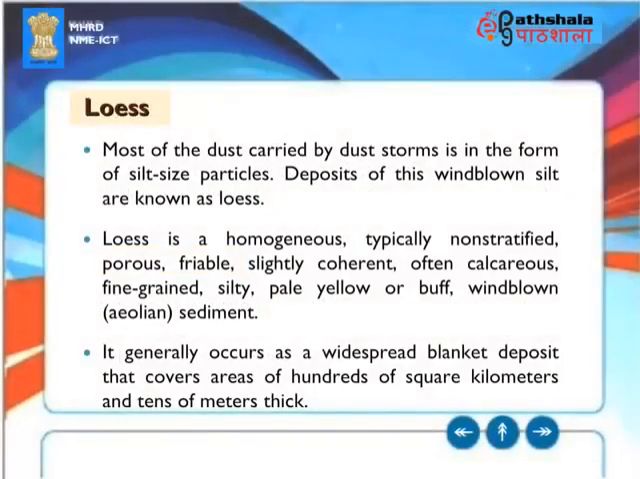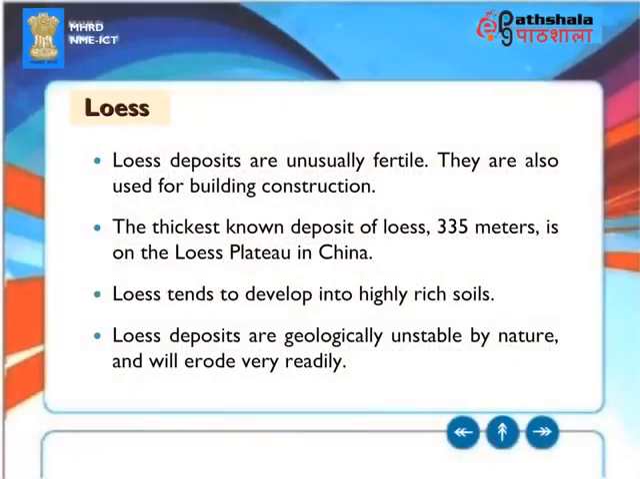Loess. Most of the dust carried by dust storms is in the form of silt-sized particles. Deposits of this wind-blown silt are known as loess. Loess is a homogeneous, typically non-stratified, porous, friable, slightly coherent, often calcareous, fine-grained, silty, pale yellow or buff, wind-blown Aeolian sediment. It generally occurs as a widespread blanket deposit that covers areas of hundreds of square kilometers and is tens of meters thick. Loess deposits are unusually fertile. They are also used for building construction.